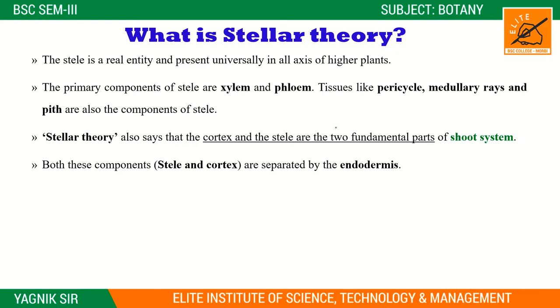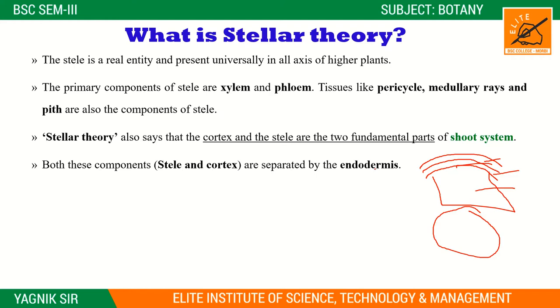We already know about the outer layer, the epidermis. In every anatomy, in every internal structure of the higher plants, the outer layer is the epidermis, and in some plant species a hypodermis is present, normally 2 to 4 layers. Then the cortex region is present, which is also called ground tissue, and then a single layer of the endodermis.